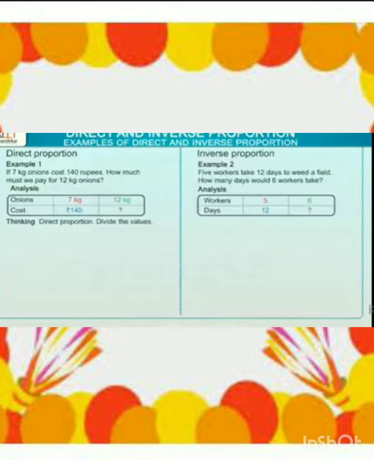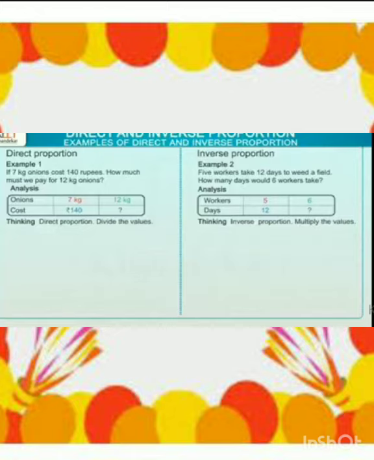In example 2, we note that the number of workers increases from 5 to 6. So what will be its effect on the number of days? Definitely, as the number of workers increases, the time required to complete the work decreases. Thus, we note that one value increases and the other value decreases. So, we have inverse proportion in example 2. So, we can multiply the values. So, in direct proportion, divide the values. In inverse proportion, multiply the values.